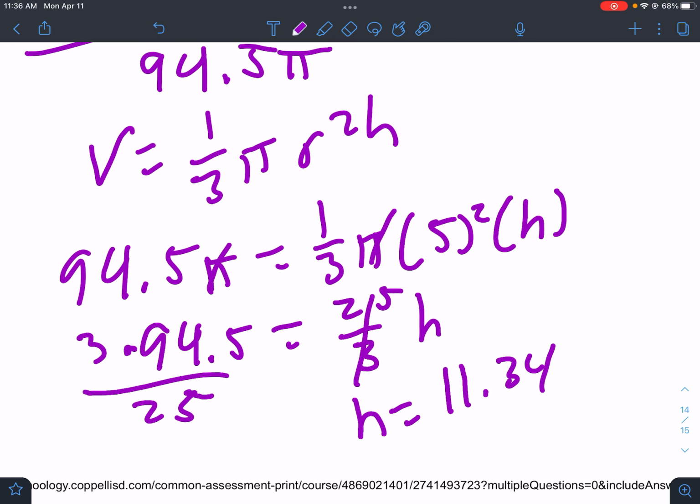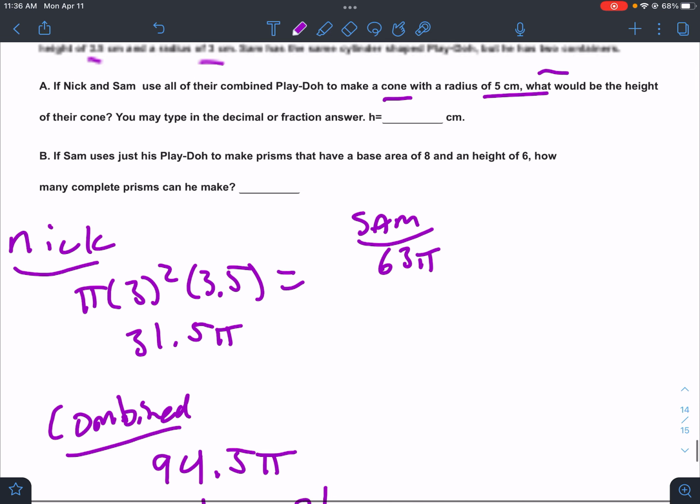Now it just says type it in. It could be a fraction or a decimal. Okay, so that'd just be 11.34.